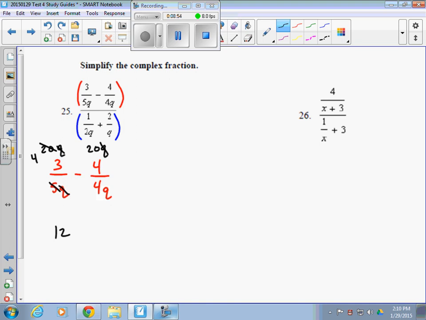Again, the q is going to eliminate the q. 4 goes into itself once, and it goes into 20 5 times. So you have negative 4 times 5, which is negative 20. So the top of the fraction, what we have in parentheses in red right here, is going to give us 12 minus 20, which is negative 8.